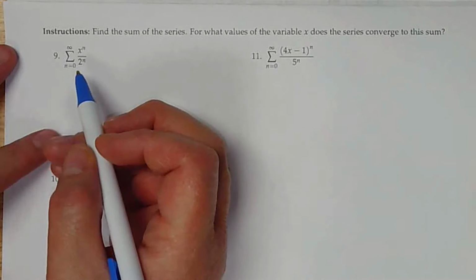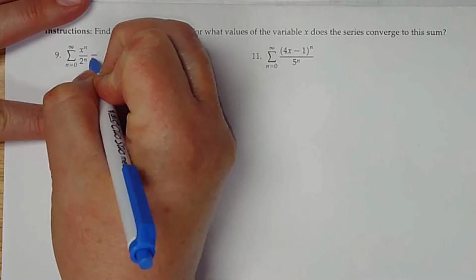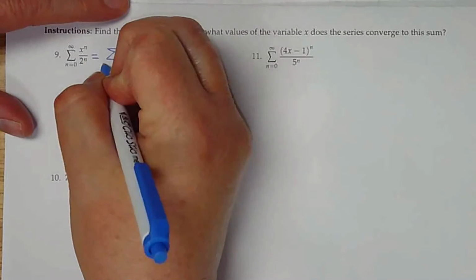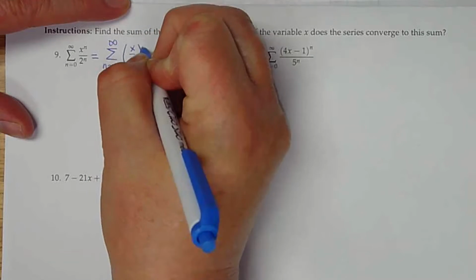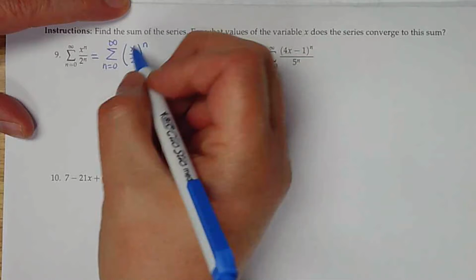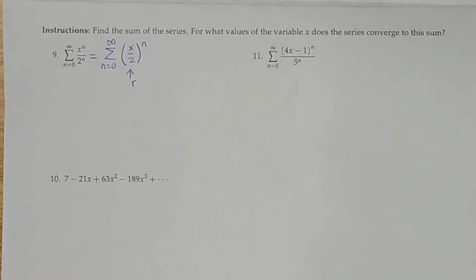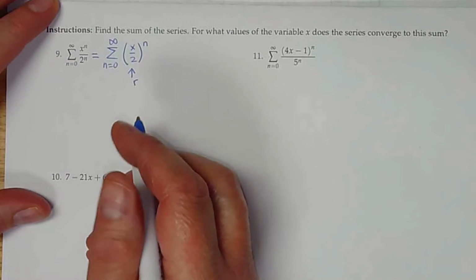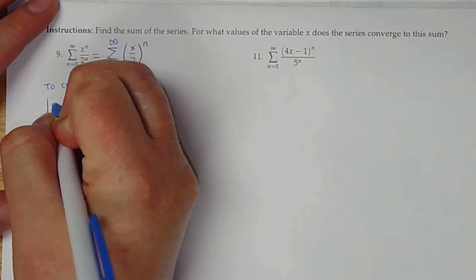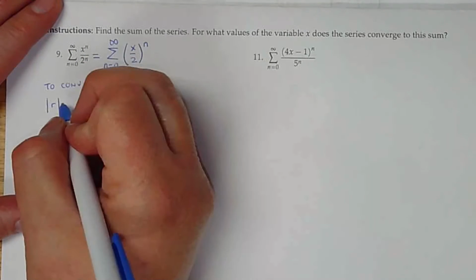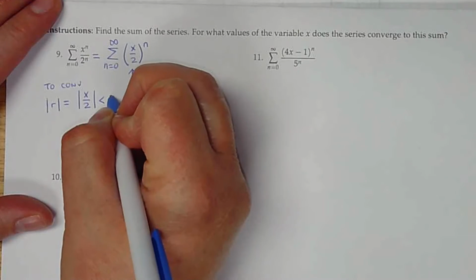Number 9, the sum of n equals 0 to infinity of x to the n over 2 to the n. So I'm going to rewrite this as the sum from n equals 0 to infinity of x over 2, all raised to the n. So my r is going to be x over 2. And then we know for a geometric series, in order for it to converge, we need the absolute value of r to be less than 1. So I'm going to take the absolute value of r, which is equal to the absolute value of x over 2, and I'll set that less than 1.